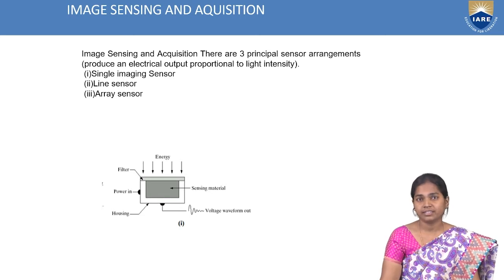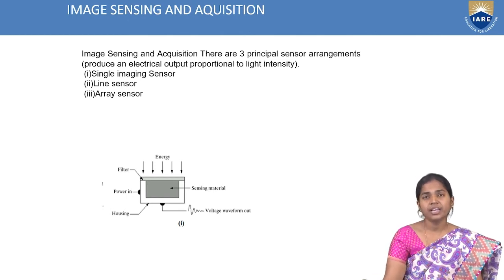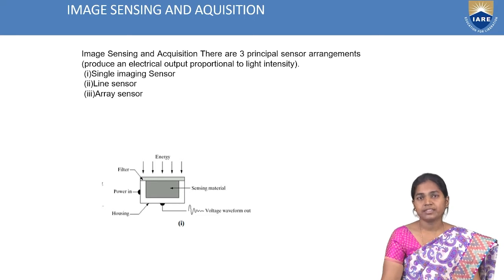Whatever light falls on the sensor, it gives a proportional output voltage. There are different types of sensors. The first is the single image sensor, then the line sensor and the array sensor. In a single image sensor, we are using only one sensor.